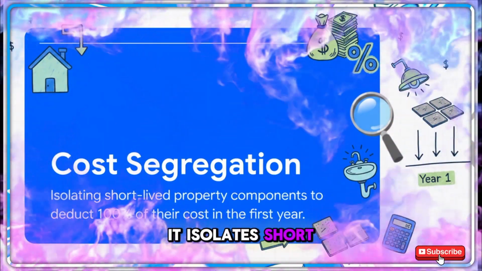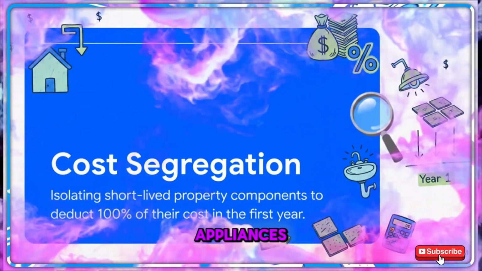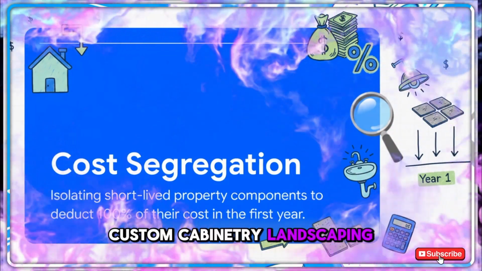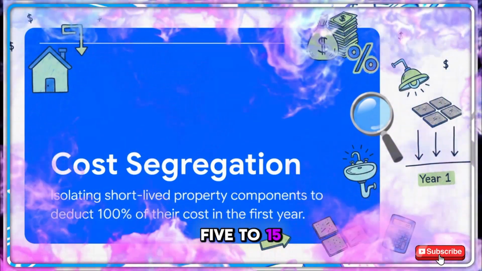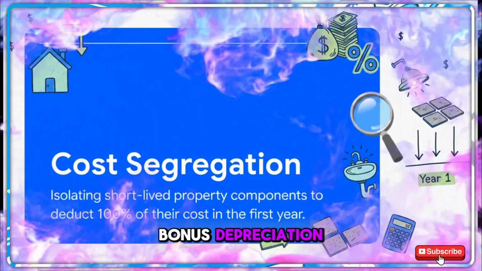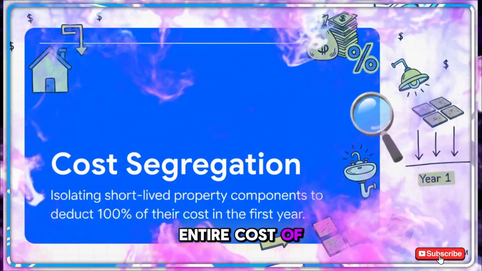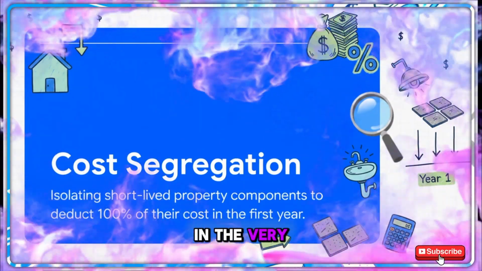It isolates short-lived property items. We're talking things like specialty flooring, appliances, custom cabinetry, landscaping, stuff that carries 5 to 15-year lifespans. Then, by utilizing bonus depreciation, the tax code actually allows investors to deduct the entire cost of those specific components in the very first year.